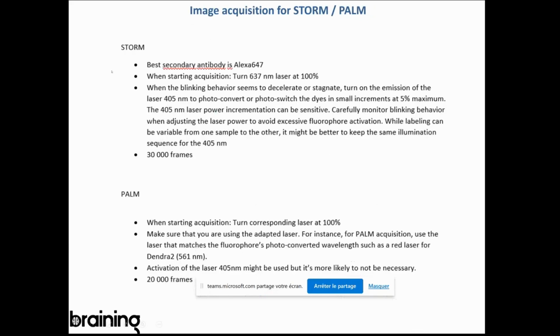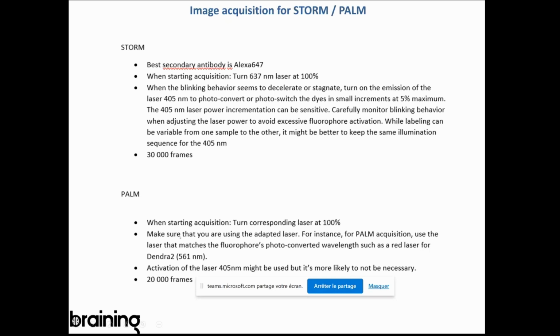Okay, so for STORM imaging, the best antibody and fluorescent probe that we are using is an Alexa 647 because it's very bright and it blinks also very easily, and you can keep the fluorescence a long time also. And you can turn it on with a 637 nanometer laser. And sometimes you need to push the blinking with a 405 nanometer laser. I don't want to go into details about that, and we acquire using most of the time 30,000 frames to get a very nicely resolved image.